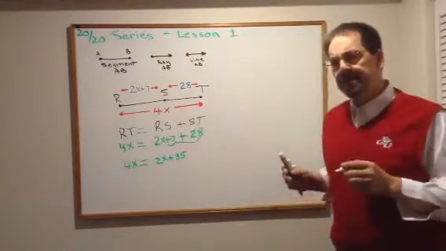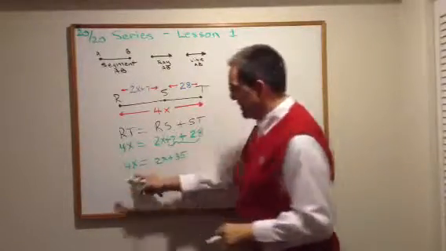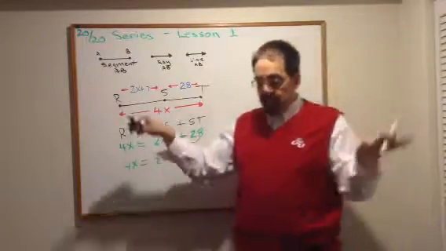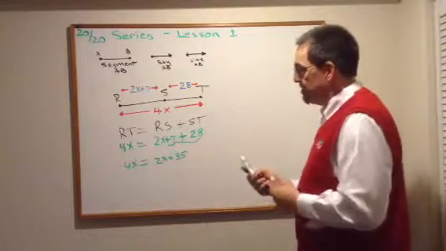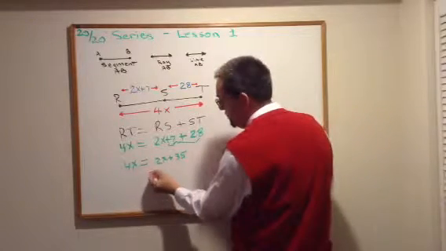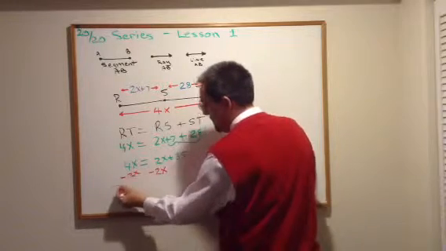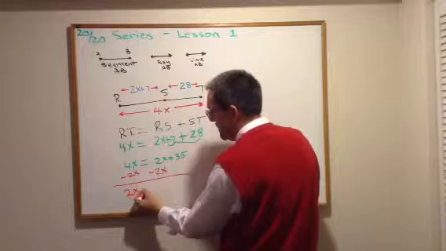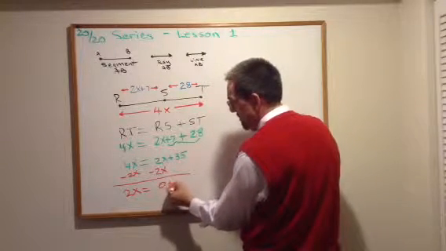Can you see the next step? Get all the variables on one side, all the numbers on the other, so we can solve for x. Remember, in algebra, we want to keep the two sides of the equation equal. So we can actually subtract 2x from both sides, giving us 2x is equal to 35.